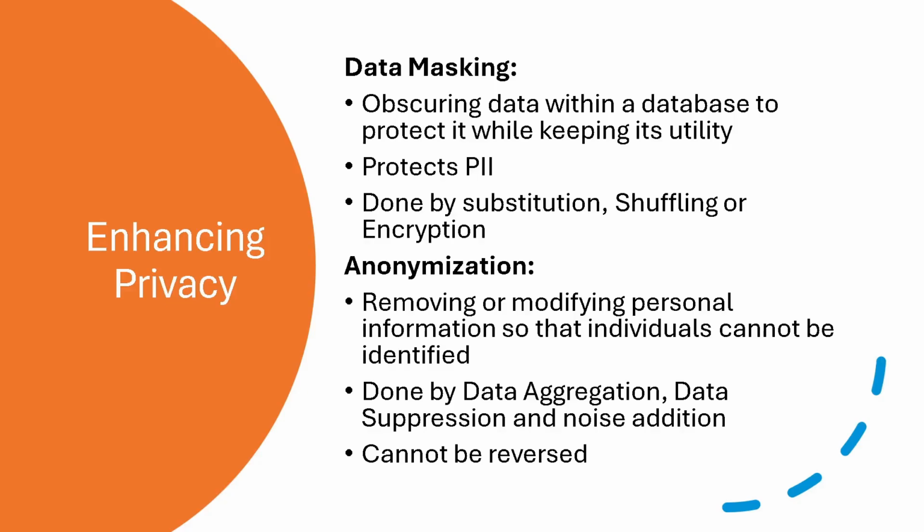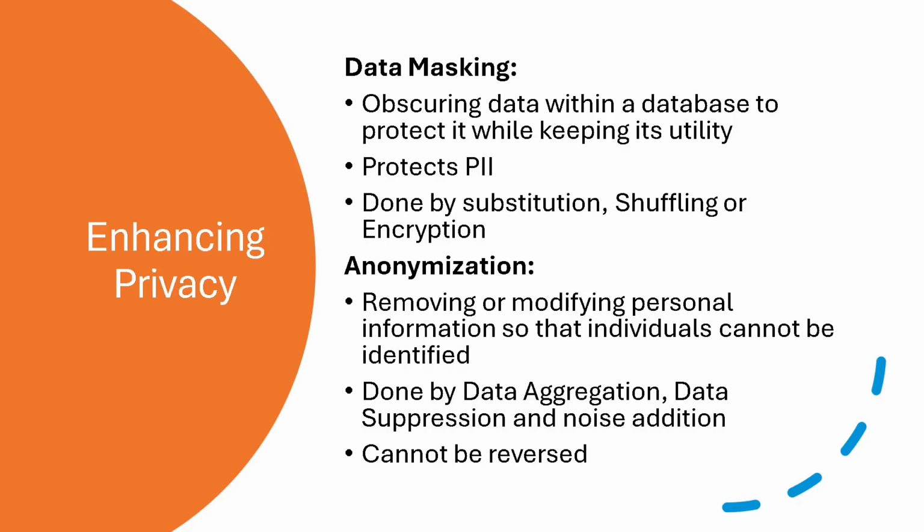Data masking. Data masking involves obscuring specific data within a database to protect it while keeping its utility for testing or analysis. Data masking is often used to protect personally identifiable information and is done by substitution, shuffling, or encryption.